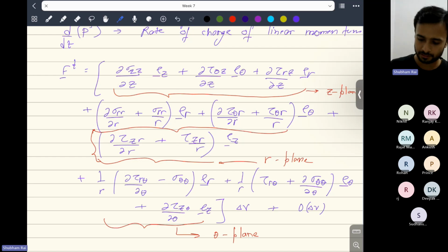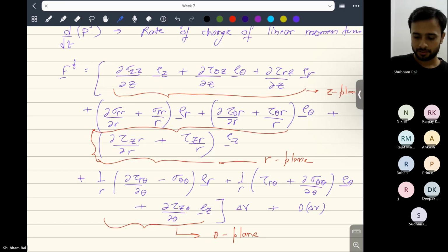So we are able to see that the terms which are on z plane, so only stress components involving z direction. You know that from the Cartesian coordinate we concluded that the second index of stress denotes the plane normal, right? So that's why here the second index is z. So this is denoting the z plane. So these all stresses are on z plane.